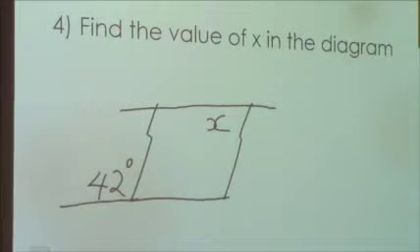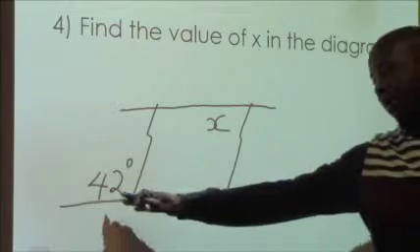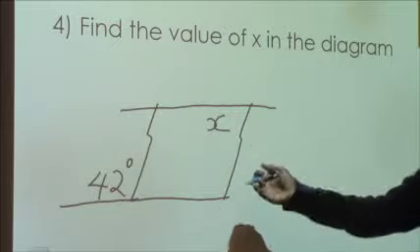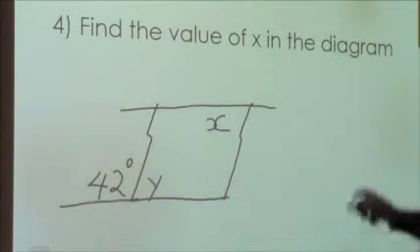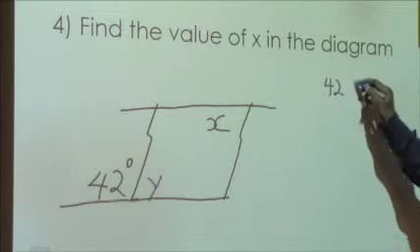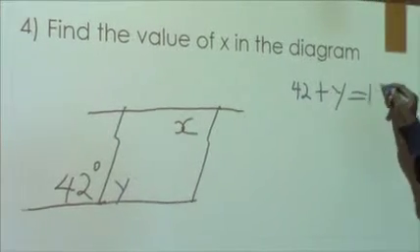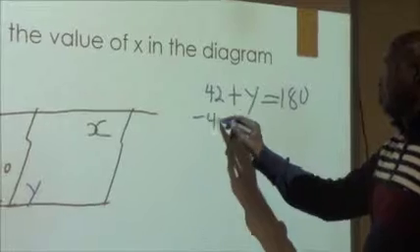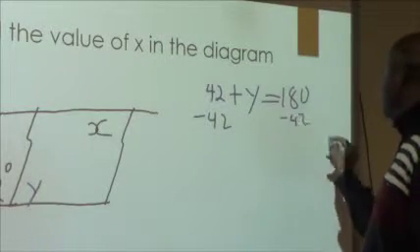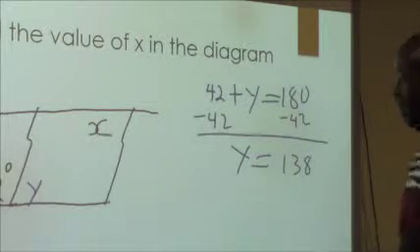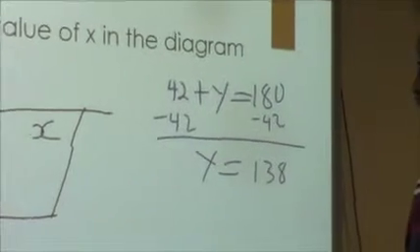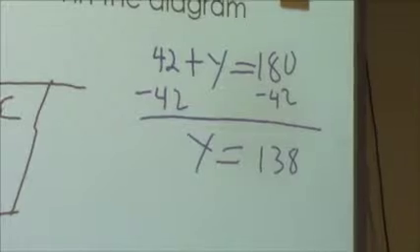Basically, we see that over here we have a linear pair. Linear pairs are supplementary. So I can call this y. I can say that 42 plus y equals 180. Subtract 42 from both sides. I see that y is equal to 138. So y is equal to 138.